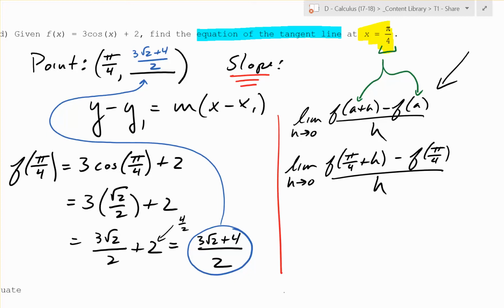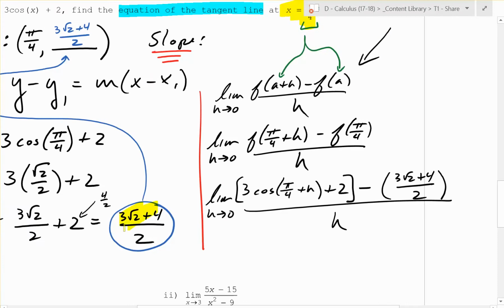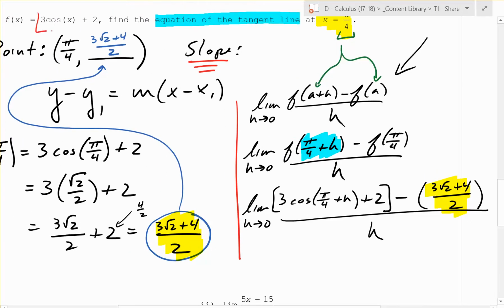stay in radians. So now we take pi over 4 and we plug it into the original function, and here's what the difference quotient looks like. We already know our f of pi over 4 is right there, and all I did here was take pi over 4 plus h and plug it into the original function right up here: 3 cosine pi over 4 plus h, and then the plus 2 is there as well.